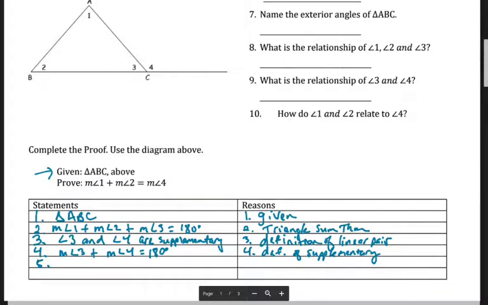Okay, so then I want you to notice again that those three angles add up to be 180, and then these two angles add up to be 180. So next we can say, using the transitive property, that the measure of angle 1 plus the measure of angle 2 plus the measure of angle 3 equals the measure of angle 3 plus the measure of angle 4 by the transitive property.